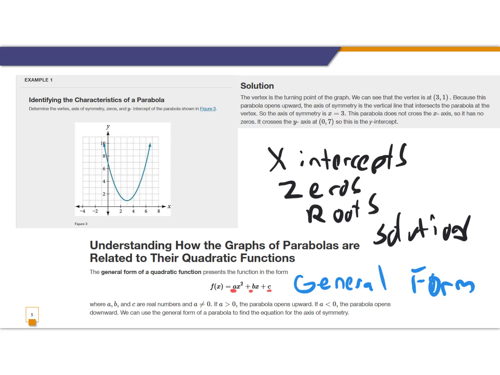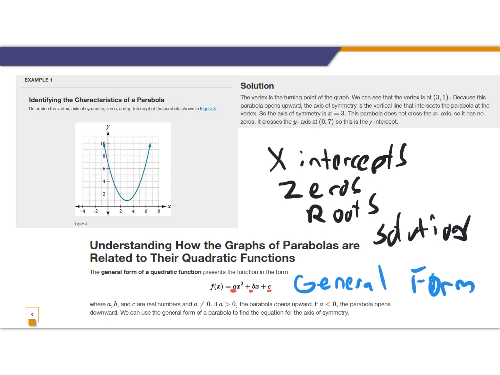So it can be negative. That would be an upside down parabola. It can be positive. B, on the other hand, could be 0. B can be anything. Technically, C can be any number. And so C is actually the value of the y-intercept, because if x is 0, everything cancels out except for c.